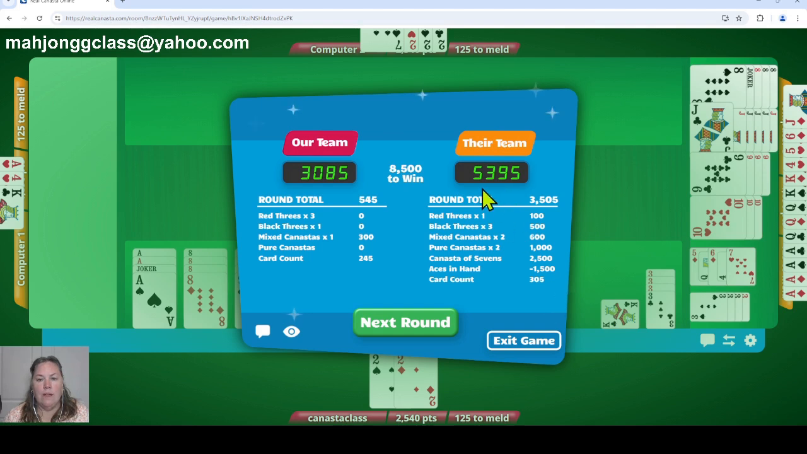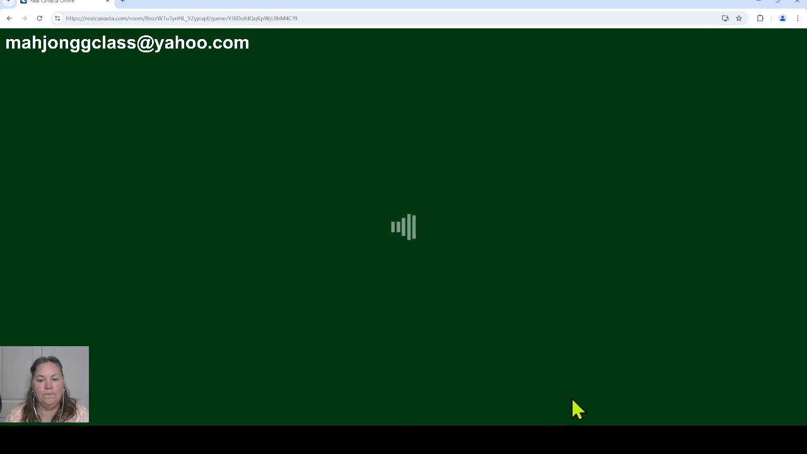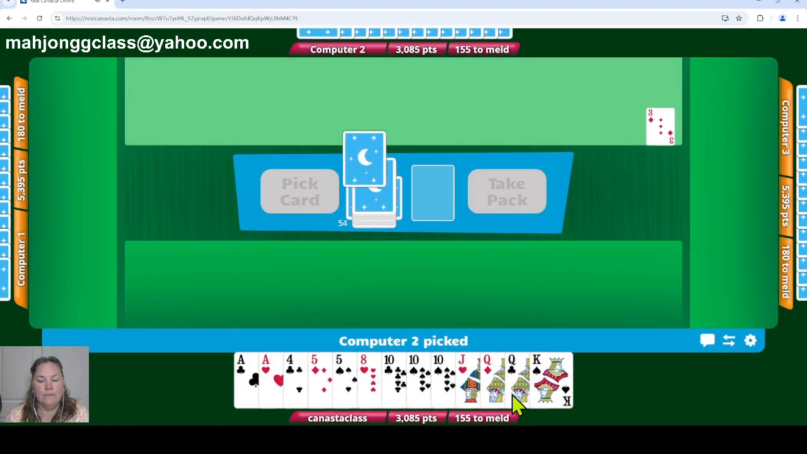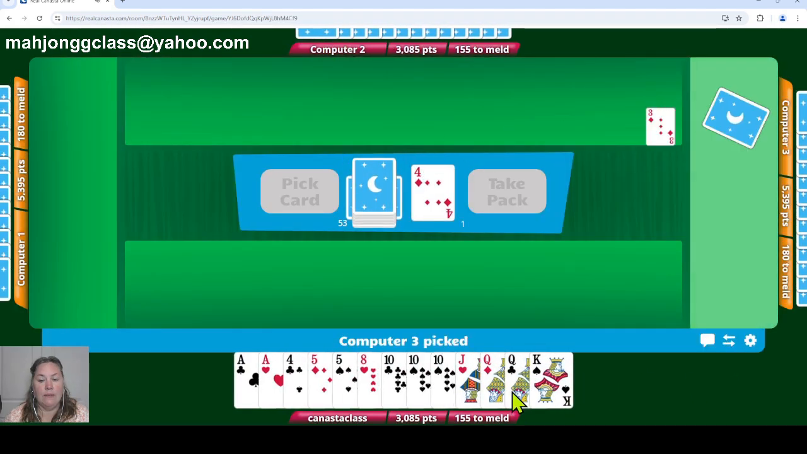The opponents are at 5,395, so they're going to have to go for 180, and we are at 3,085. We're going to have to go for 155. That was a really good hand for the other team.